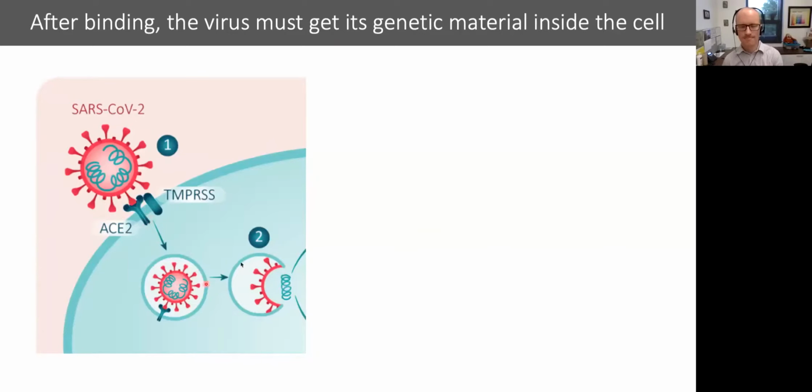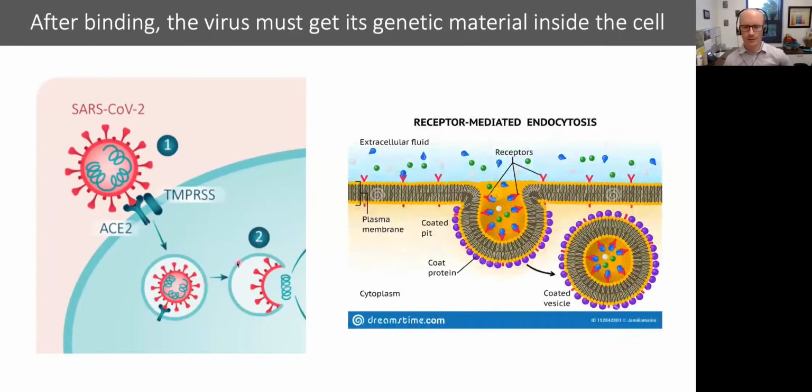So let me talk first about what endocytosis is. Endocytosis is a natural process that happens in cells all the time, and it's basically a way for the cell to sample chemicals in its environment and maybe reuse them inside the cell.